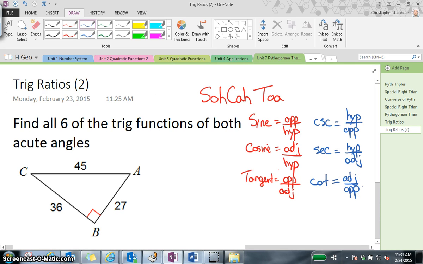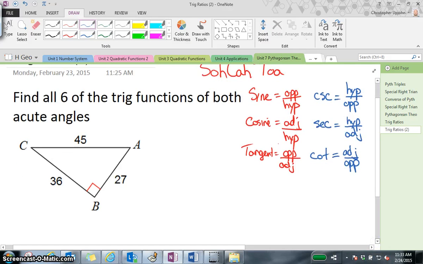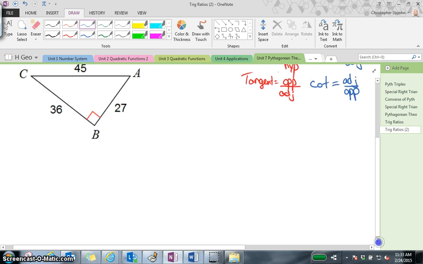So they all match up. Sine goes with cosecant, cosine goes with secant, tangent goes with cotangent. The only pair that really makes sense is tangent and cotangent. Sine and secant, or S and S, do not go together. It's not sine with secant. So we've got to be careful about that. If we can find those six things, you can find everything else we need to do for these. So let's find those six trig functions for this right triangle.